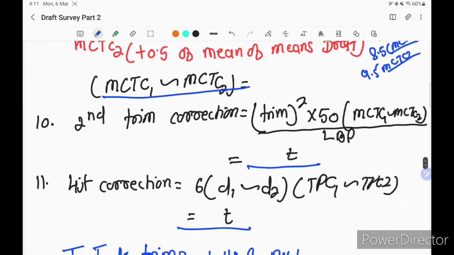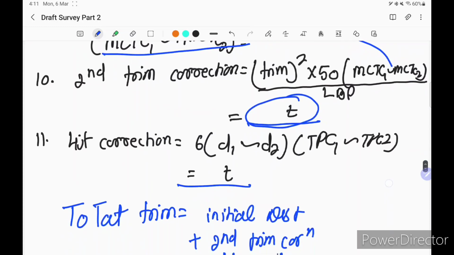Now step number 10, second trim correction. The formula is trim squared into 50 into the MCTC1 minus MCTC2 difference, whatever value we calculate here. Okay. Divide by LBP. You will get this value in tons. If the question gives a list, like midship port side and midship starboard side, then we apply the list correction also, step number 11.